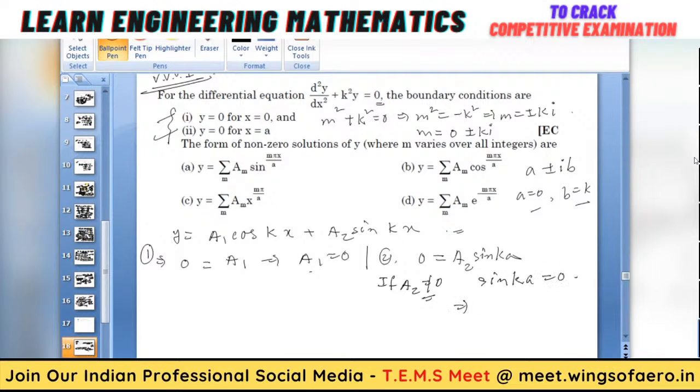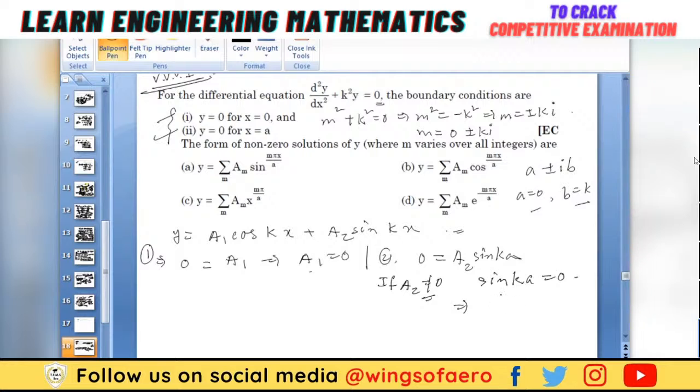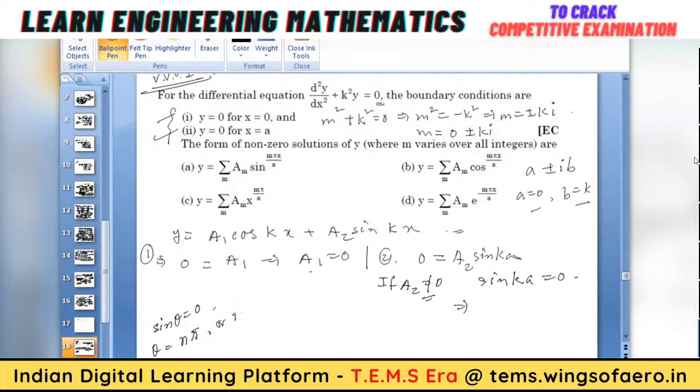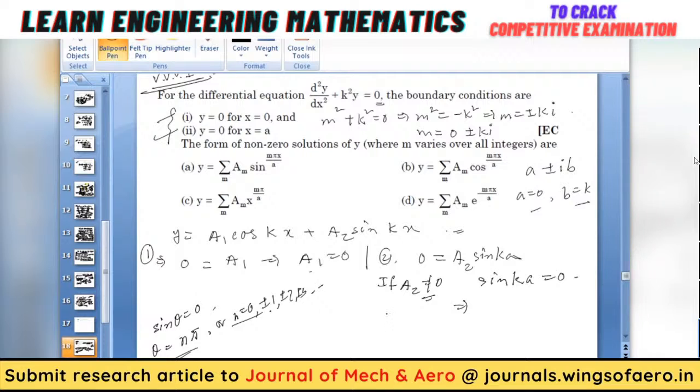Now you have to go to the rules of class 11 trigonometry. If sin theta equals 0, then theta equals n pi, for n equal to 0, plus or minus 1, plus or minus 2, plus or minus 3 and so on. This is the trigonometry rule for class 11. So sin ka equals 0.